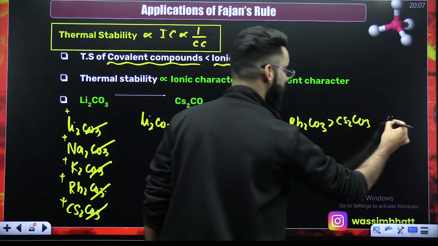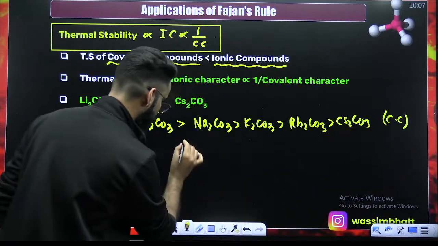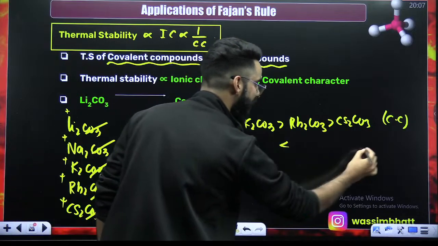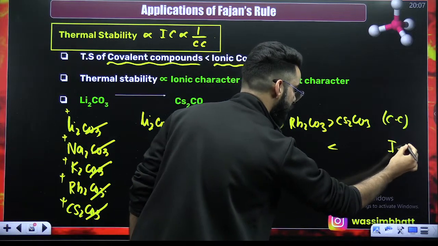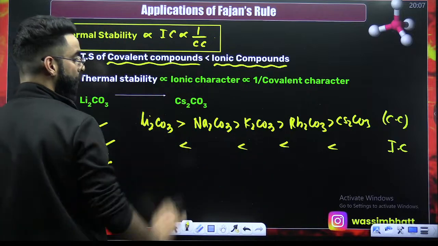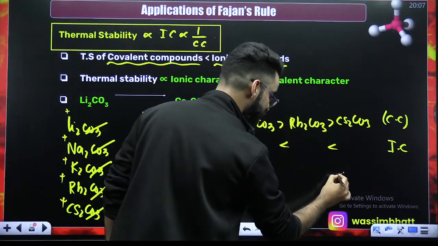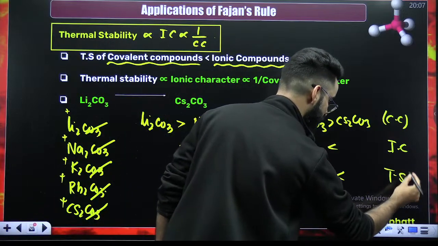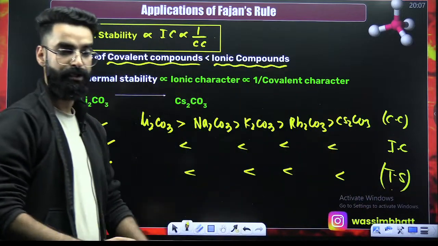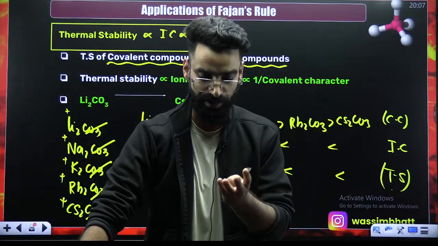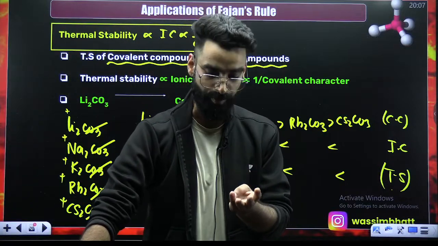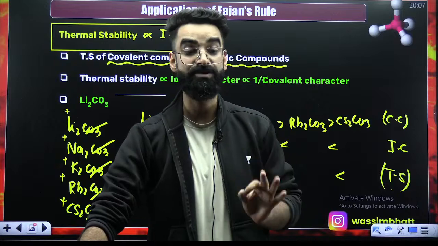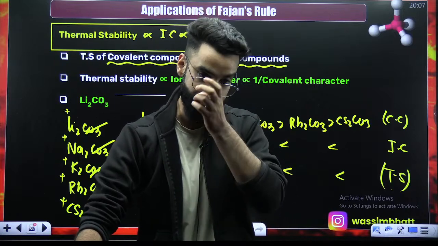This is the order of the covalent character, right? Reverse of it will be the order of ionic character. Perfect. And you know, more the ionic character, more the thermal stability. So I would say thermal stability order will follow like this. This is the order of your thermal stability. I hope you can easily solve the questions based on solubility. You can easily solve the questions based on melting point. You can easily solve the questions based on thermal stability with the help of Fajan's rules.